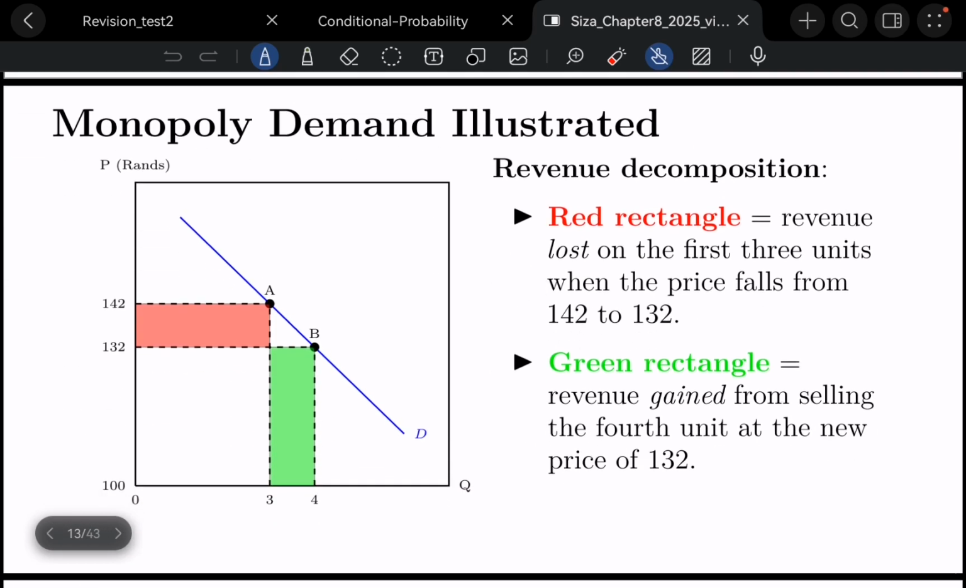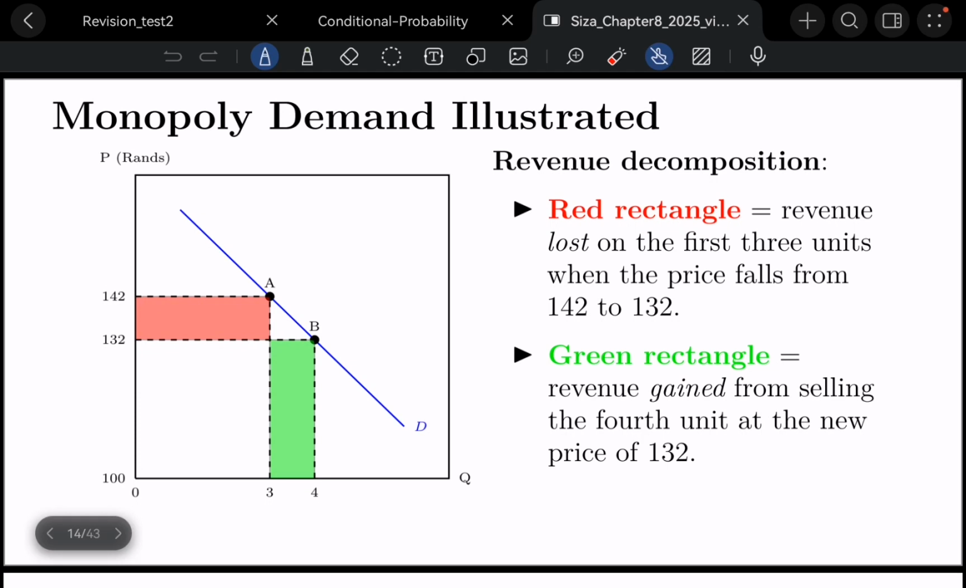So you see here, we can say that they initially start off at a point A, and at point A, the price is 142 rands for these goods, right? And when the price is 142 rands, they sell three goods. For them to sell more, based off what we just discussed, they need to reduce the price. The price needs to go down.